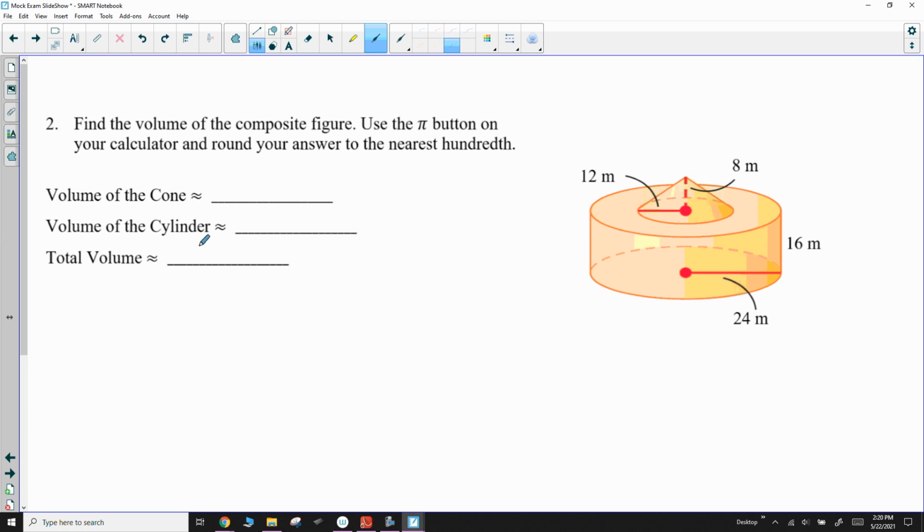Now, when we worked on this in class, I talked about just setting it up and going to your calculator once. I'm not going to tell you to do that for this. Let's find the answer, write it there. Find this answer, write it there, and then we'll add those two numbers together.